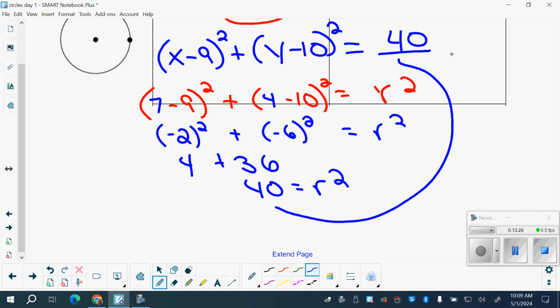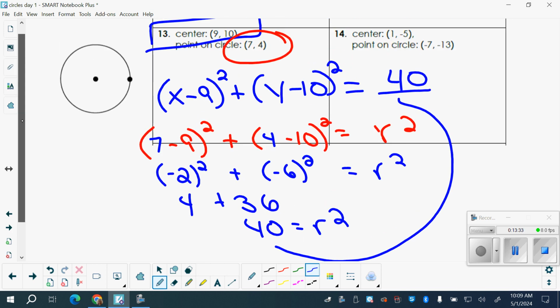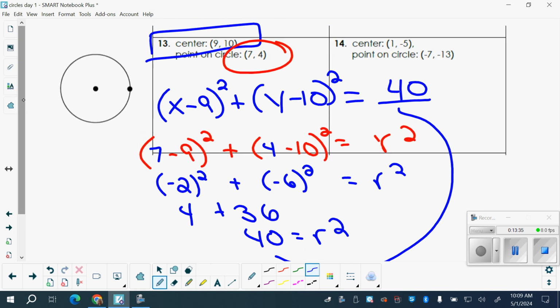Okay. I'd like you to try the next one on your own, and I'm going to walk around. Start with the center, then plug in your helper to get r squared. It's super easy once you've got the hang of it. You two do this one. I'm going to leave this up in case you need a plan, but then I'm going to do the other one. So Jackson, I want you to do number 14.